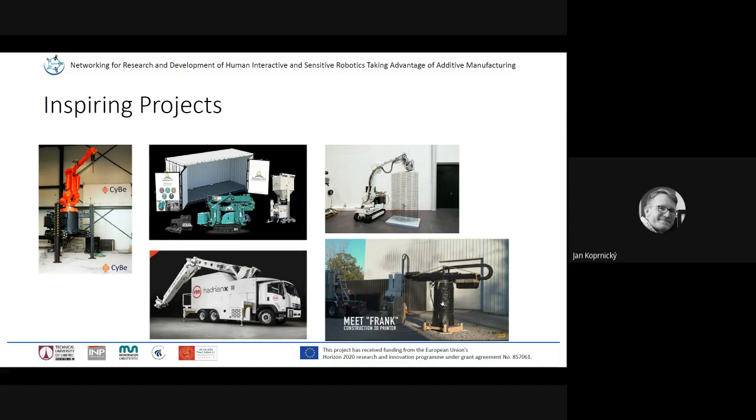And the last is a recent picture from Apis Cor. They presented a few days ago this new version of their robotic system. They placed it on a mobile platform, and it's for 3D printing from a cement-based mixture, and they already have some results, so you can find them also on the internet.